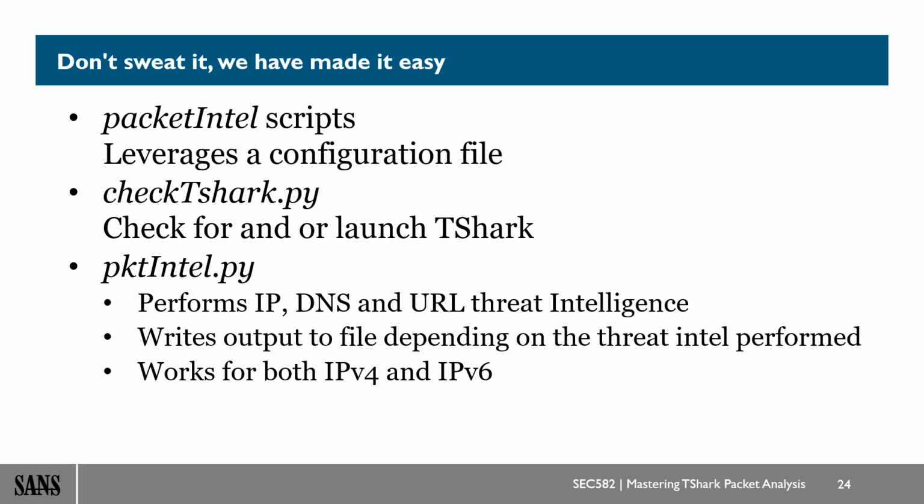So what I was saying was that don't sweat it. We've made it easy for you. We have what is called the packet intel scripts. Basically, there are two scripts. One is called check TShark, and what it does is check to see if TShark is installed in the system. And if it is, it's going to try to execute it. Obviously, it asks you first if you would like to run TShark. If you say yes, then we can start the continuous monitoring. And then we have the packet intel script that does IP, DNS, URL threat intelligence. Now, to be honest, when I first started this project, I was thinking, okay, the IP aspect of this is probably going to be the one that I get the most benefit from, right?